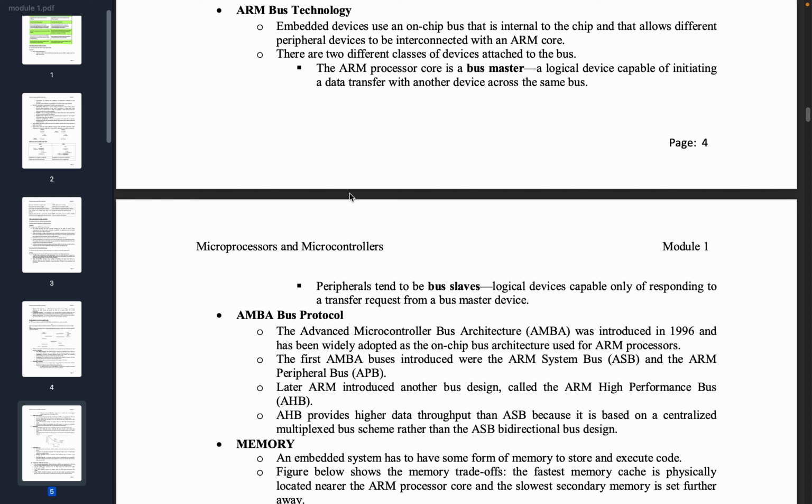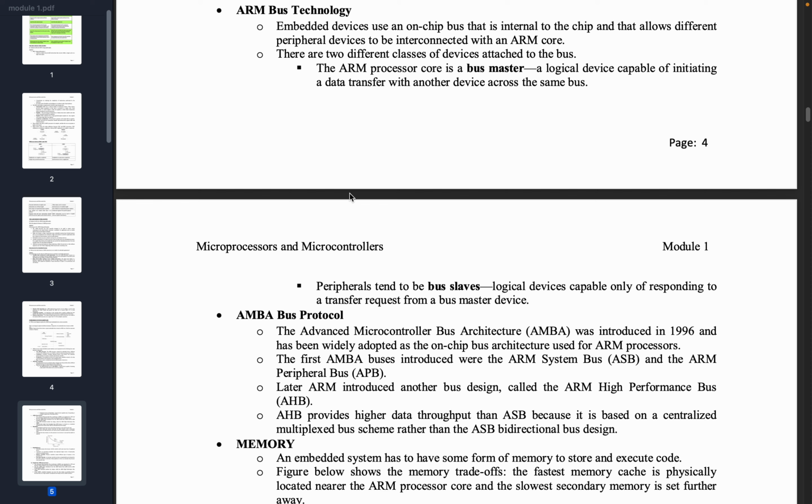AHB provides a higher data throughput than ASB, because it is based on a centralized multiplexed bus scheme rather than the ASB bidirectional bus design. That is the meaning of the AMBA bus protocol.